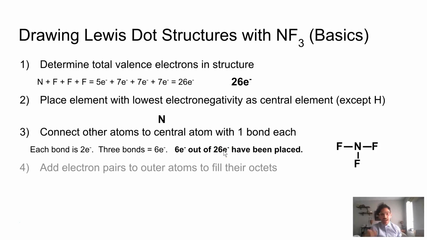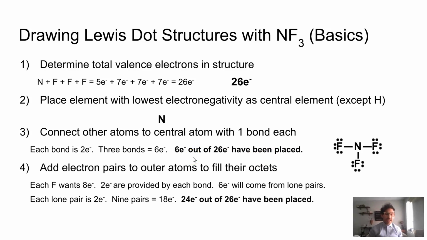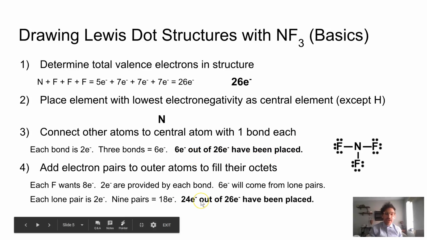Neat. Everything's connected. Now what we're going to do is add electron pairs to those outer elements to fill up their octets. So I'm going to put lone pairs on all of my fluorines. Each of these fluorines wants 8 electrons. 2 electrons are coming from these bonds. So we're going to need to give them 6 electrons from lone pairs. So I'll start popping those in as some cute little pairs. Oh, they're so cute. And once those are all in, that's going to take up 18 electrons, 18 plus 6, well, that's going to be 24 electrons have been placed.